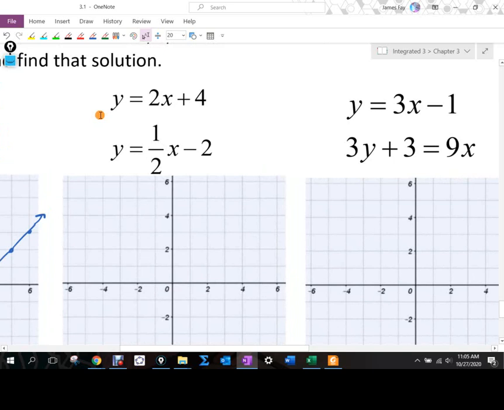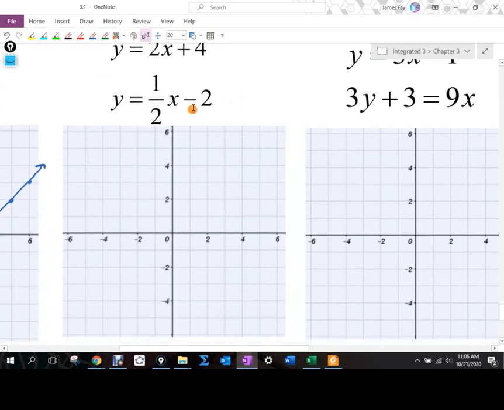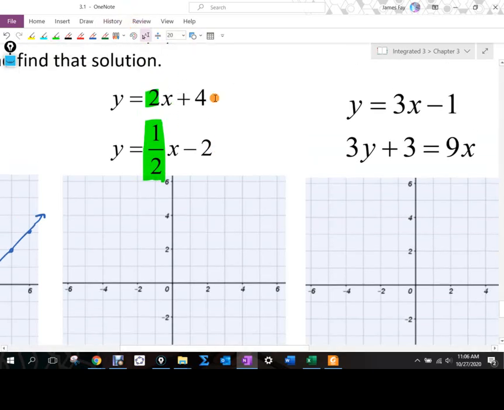Next one. Okay, do these have 0, 1, or infinite solutions just based on looking at the slopes? They should have how many solutions? The slopes are the same, they're parallel. So if they're different, then they're the antithesis of parallel, which means they're gonna converge, right? They're not parallel, they're gonna intersect. Okay.